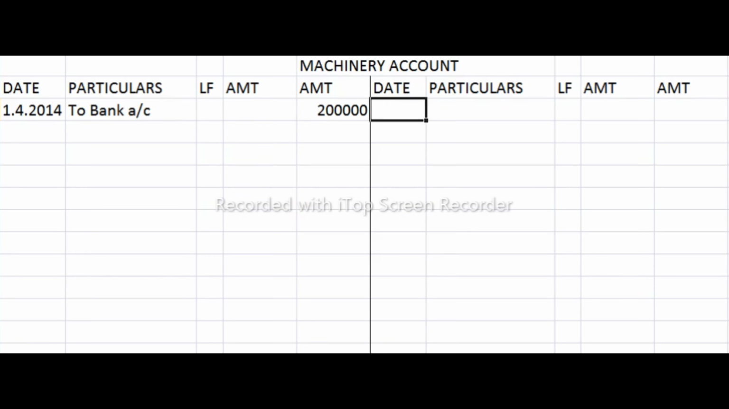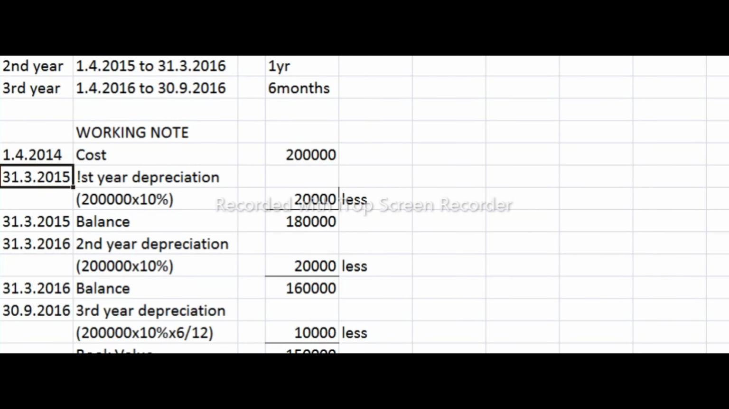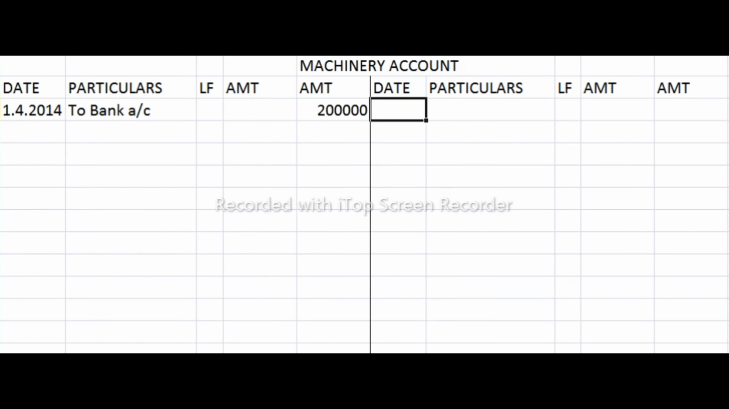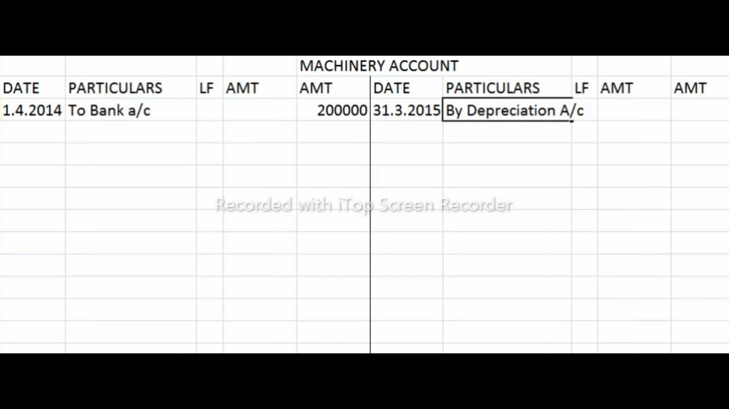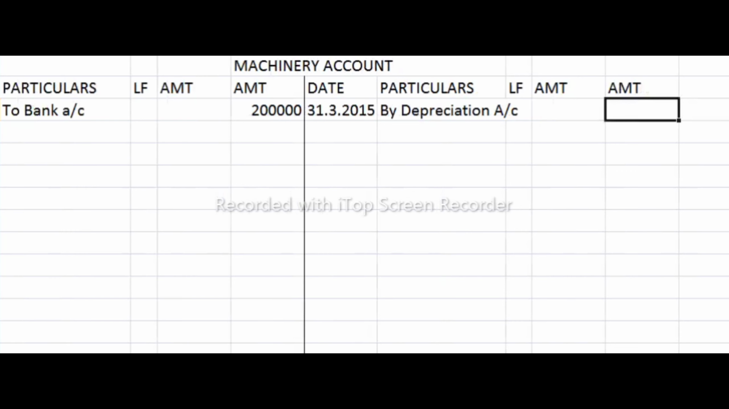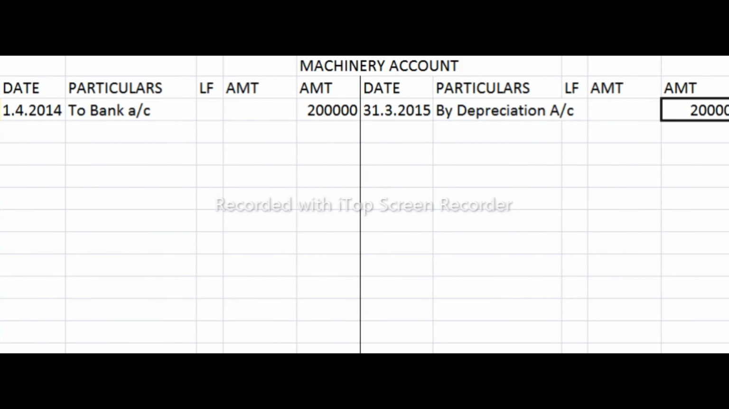Next we got to provide the depreciation for that year for the first machinery. So when we go to the working note of the first machinery, we can see 31/3/2015 we have given the first depreciation. So write down the date, and the journal entry for the depreciation is depreciation account debit to machinery account. So machinery account is in the credit, therefore go to the credit side and write the opposite account's name, which is by depreciation with the date 31/3/2015, and the amount of depreciation is clear in the working note, that is 20,000, which you can write down here in the machinery account.